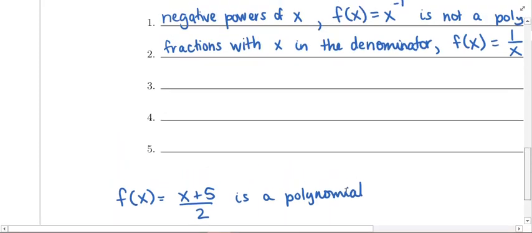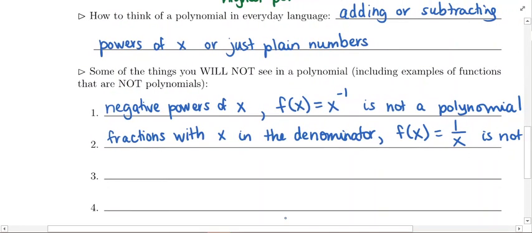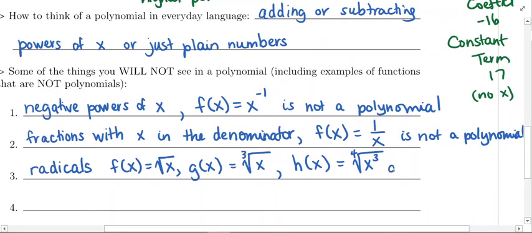Another thing you will not see in a polynomial is radicals. You won't see things like the square root of x, or the cubed root of x, or the fourth root of x cubed. You will not see radicals at all in polynomials. So these are not polynomials.